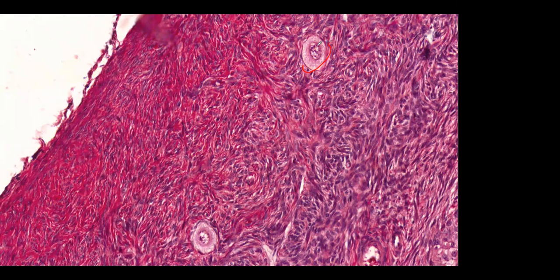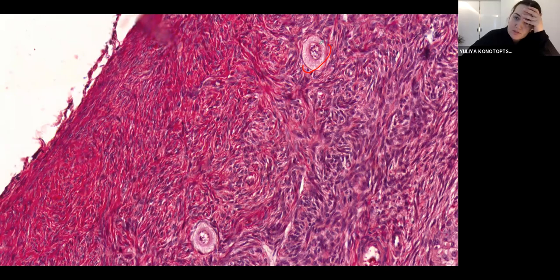Primordial. So primordial follicle, very good. So this is the nucleus of the primary oocyte. This is the cytoplasm of the primary oocyte surrounded by the flat follicular cells. So this is a primordial follicle. How do you call all of this?